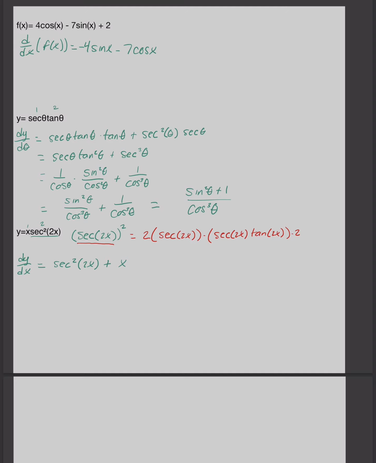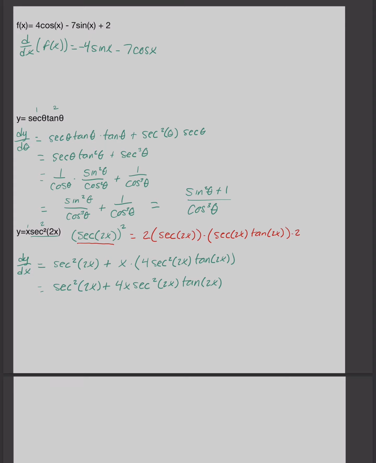So it's this x times all that up there, and I'll simplify all that. We'll have 4 secant squared 2x times tangent of 2x. And now in our next step, we'll be able to simplify even more. So secant squared 2x plus 4x secant squared of 2x times tangent of 2x.